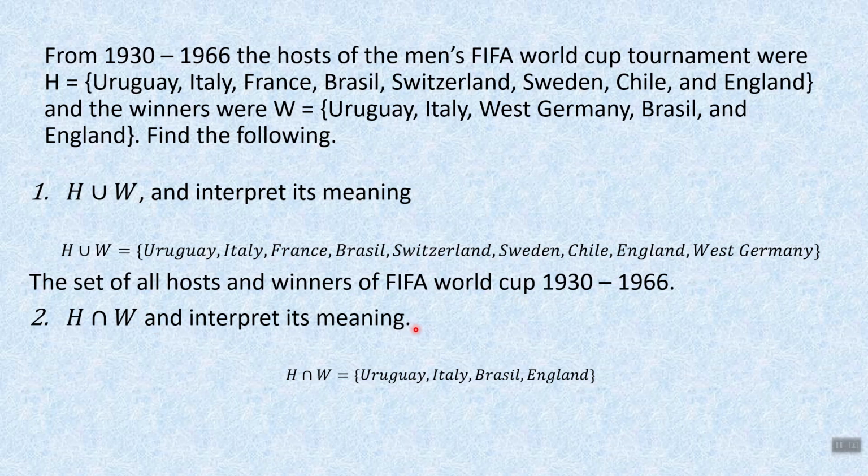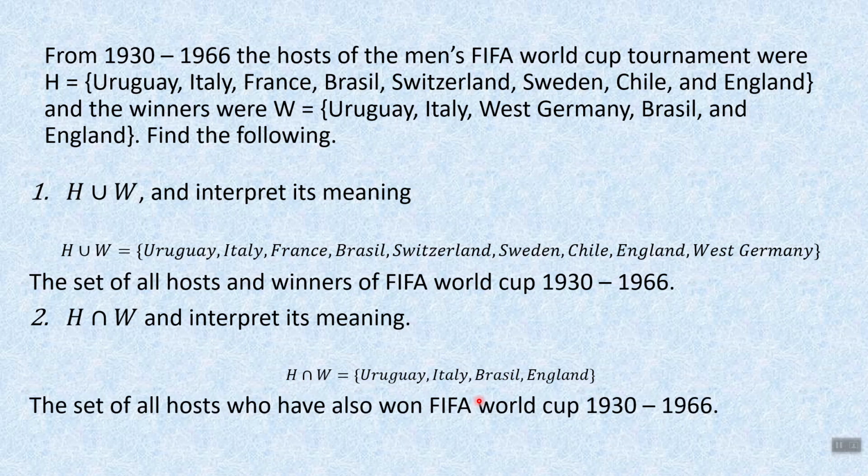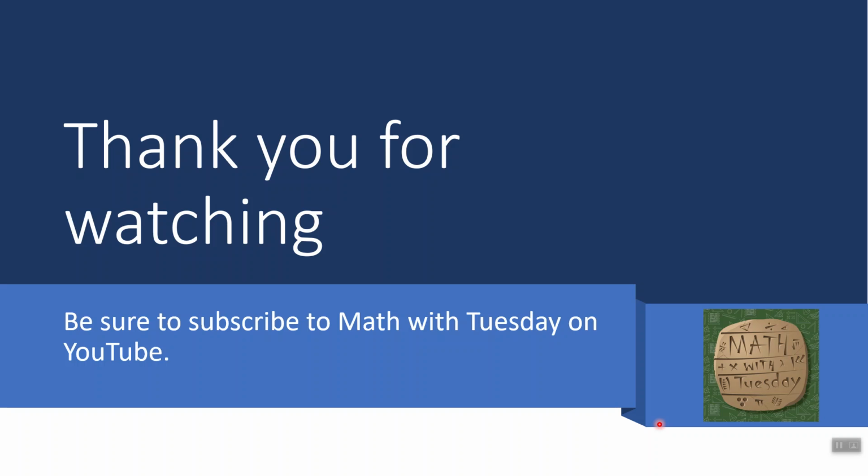So H intersect W: intersect, overlap, what do they have in common? H has Uruguay, as does W. H has Italy, as does W. France, they did not win during this time. Brazil, they did. Switzerland did not. Sweden did not win. Chile did not win, but England did. So inside H intersect W is Uruguay, Italy, Brazil, and England. And this set represents the set of all hosts who have also won the FIFA World Cup between 1930 and 1966.